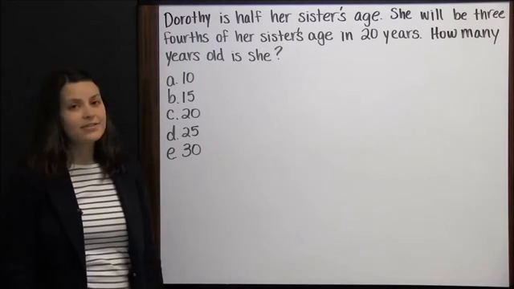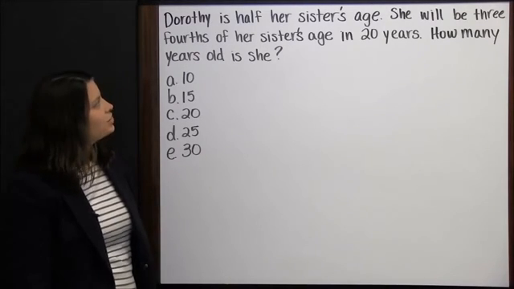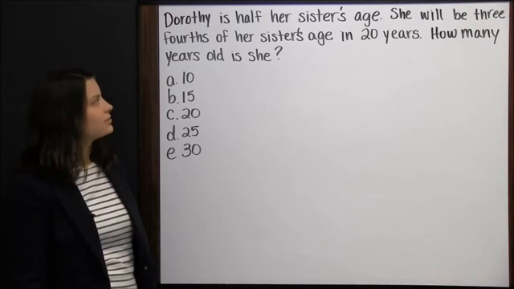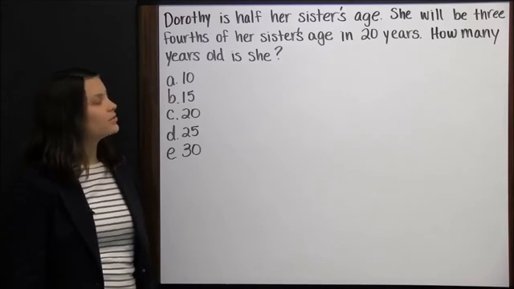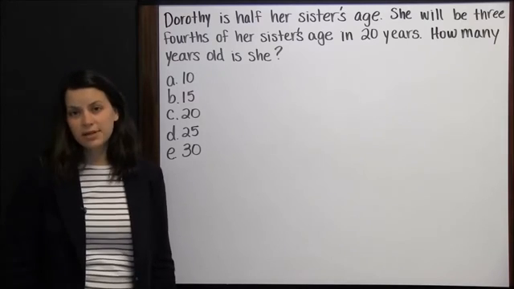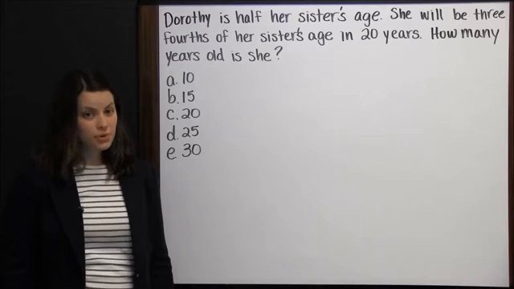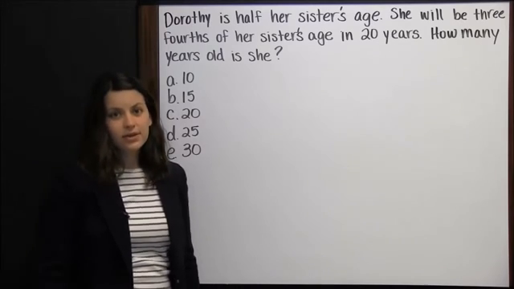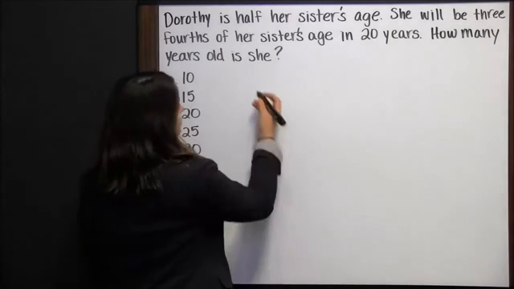Dorothy is half her sister's age. She will be 3/4 of her sister's age in 20 years. How many years old is she? We have two unknowns here. We don't know Dorothy's age, and we don't know her sister's age. So I'm going to make up two variables for those.